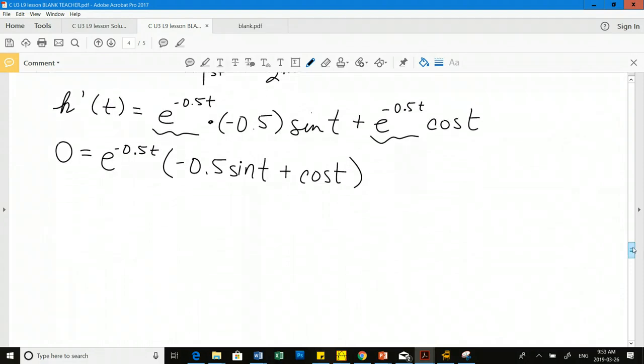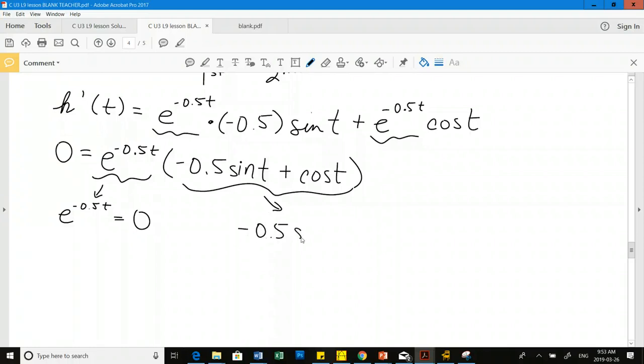Now, here's the thing. I have t's in both of these expressions, which means that I can't just divide this out and try to solve, because then I'm potentially removing one of the possible solutions. So in order for something times something else to end up equaling 0, either this whole thing is equal to 0, so either e to the exponent negative 0.5t is equal to 0, or this could also equal 0.